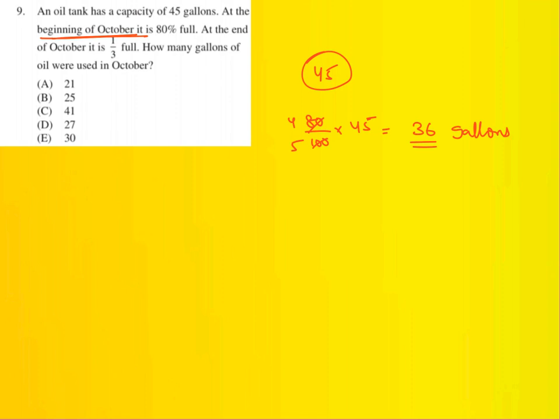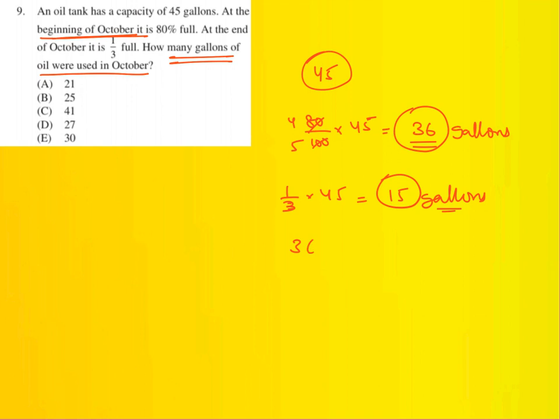At the end of October, it was one third full, basically one third of 45, its actual capacity, and that is 15 gallons. What we have to find is the number of gallons used in October, basically the difference of the starting and the ending volume, and that is just 36 minus 15, which is 21 gallons. Hence the answer is A.